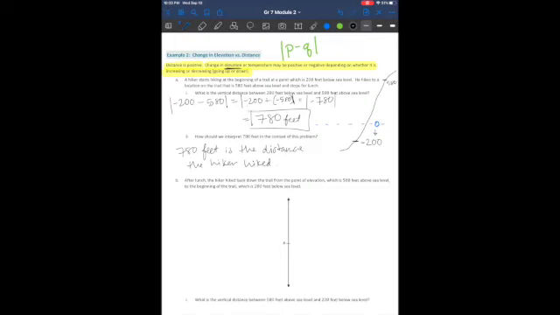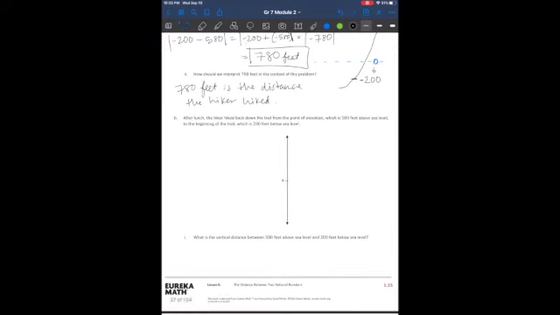Okay. B. After lunch, the hiker hiked back down the trail from the point of elevation, which is 580 feet above sea level, to the beginning of the trail, which is 200 feet below sea level. What is the vertical distance between 580 feet above sea level and 200 feet below sea level? So we can show this on this number line. So let's just visualize this. So I'm going to put 580 up here, and then 200 feet below sea level, and it's going to be negative down there. So before lunch, they went from here up. After lunch, they went from here down. What is the vertical distance between 580 feet above sea level and 200 feet below sea level?